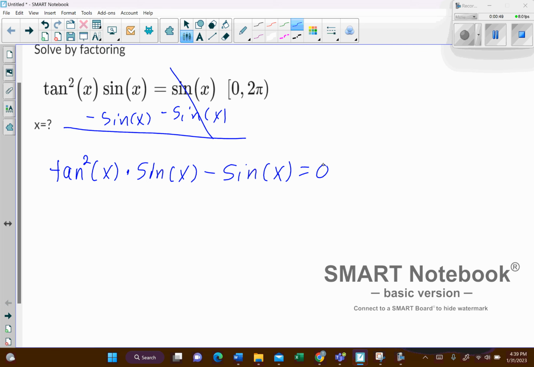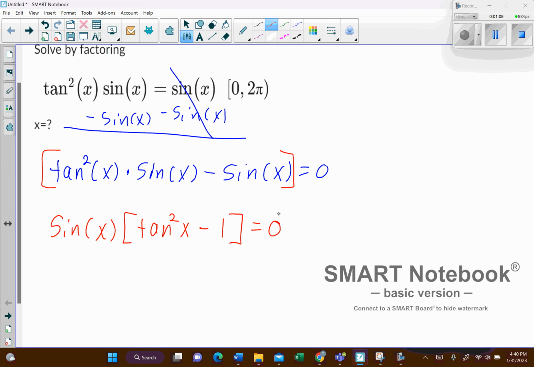And now here's the factoring part. What we're going to do is factor out the sine of x. So we factor that out, and that leaves us with sine of x times tangent squared of x minus 1, equals 0. If you go in reverse, if I were to distribute the sine, I'd go back to my previous step. I don't want to do that. I want to continue to factor.